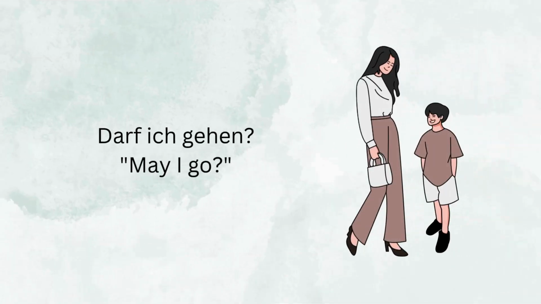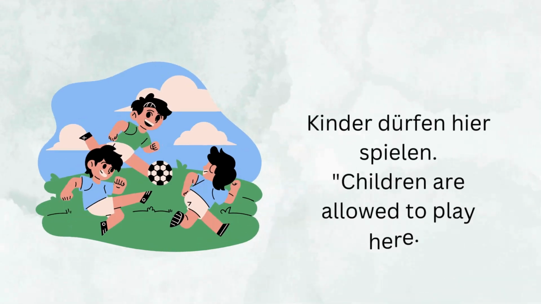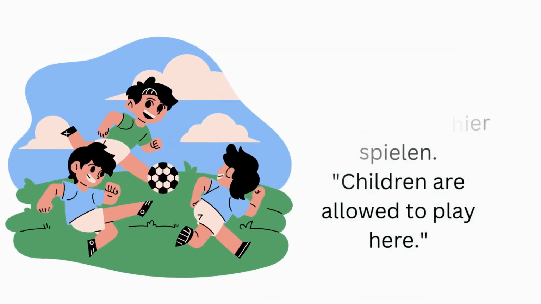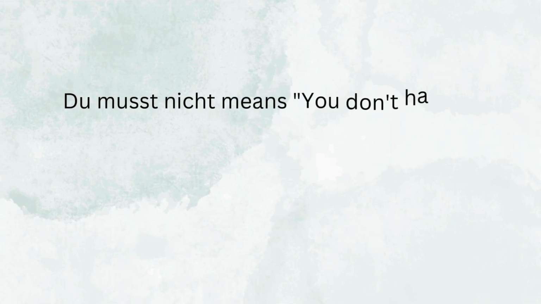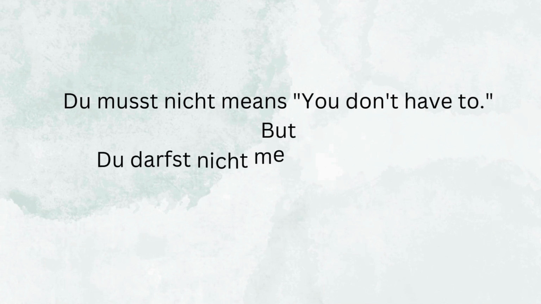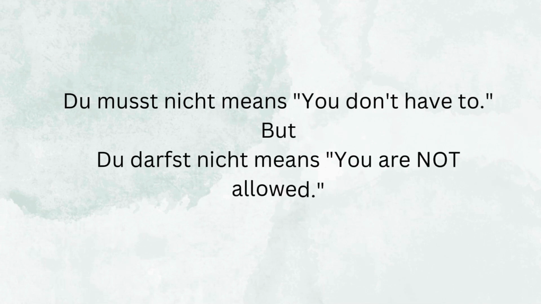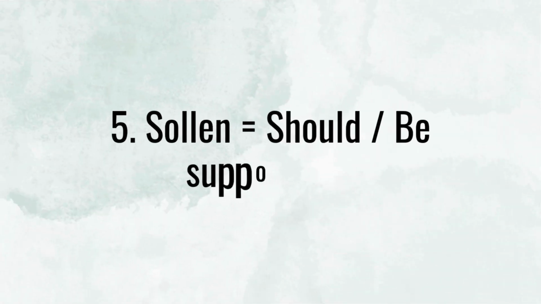Examples. Darf ich gehen? May I go? Kinder dürfen hier spielen. Children are allowed to play here. If your parents say, you may watch TV, that's Dürfen. If they say, you may not watch TV, then Du darfst nicht fernsehen. Here's an important point. Du musst nicht means, you don't have to. But Du darfst nicht means, you are not allowed. Big difference.